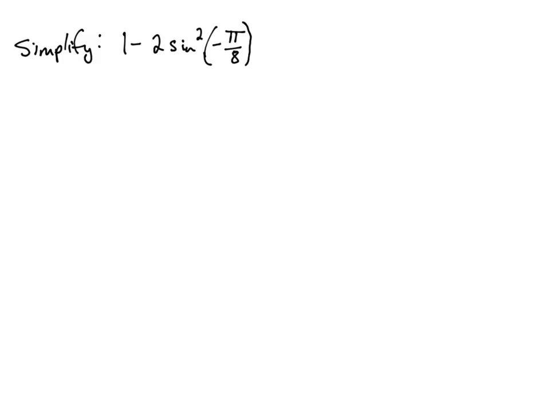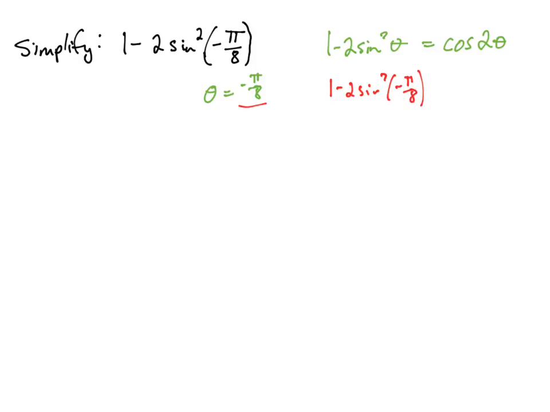The next question says to simplify 1 minus 2 sine squared of negative pi over 8. This is in the form of 1 minus 2 sine squared theta, which is equal to the double angle of cosine. And what we have here is theta is equal to negative pi over 8. So if we substitute this in for theta, we're going to have 1 minus 2 sine squared of negative pi over 8. Well, we know that that is equal to cosine of 2 times negative pi over 8.